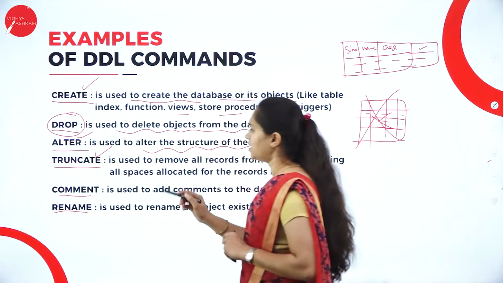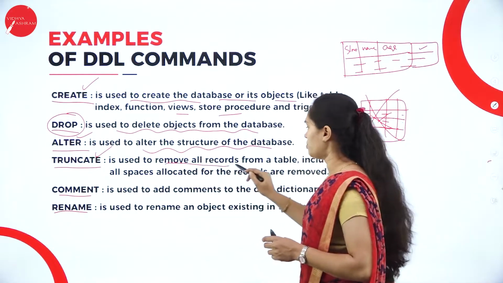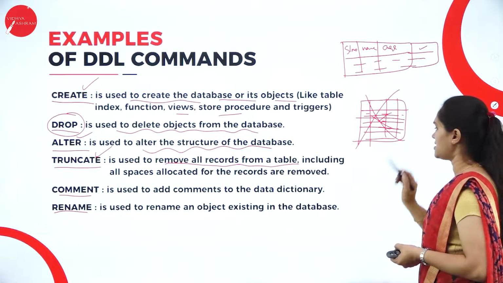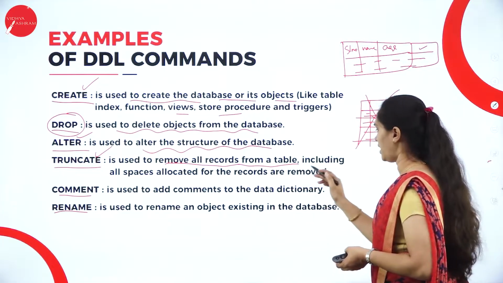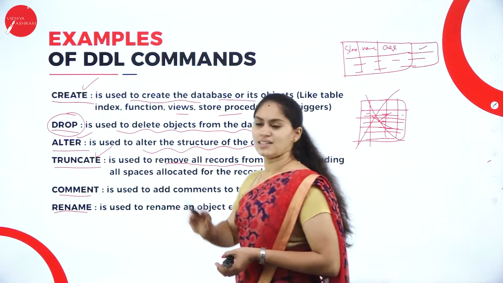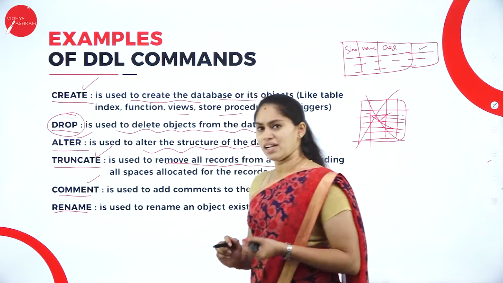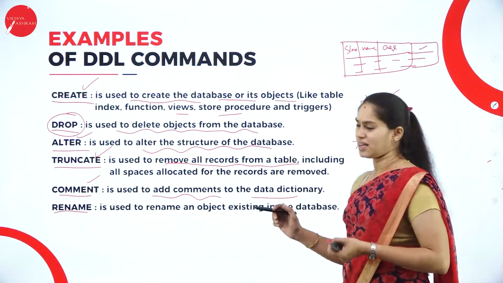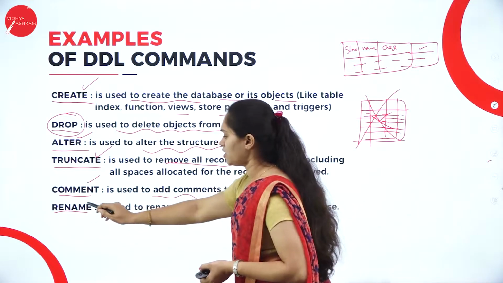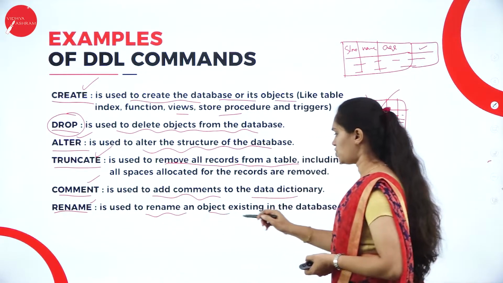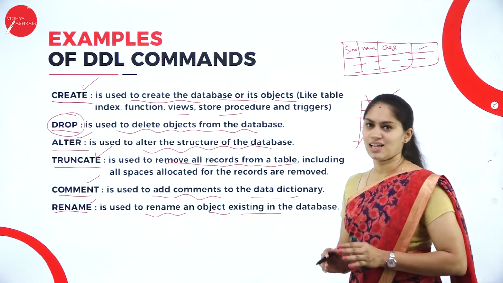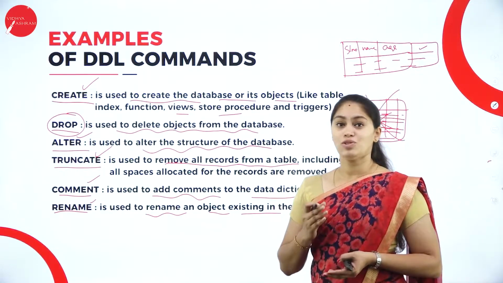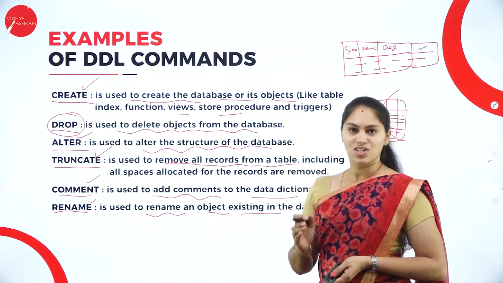And also we have truncate, which is used to remove all the records from a table. As I told, if I wanted to remove all these rows or records from a table, then we are going to use this truncate. Next we have comment. If I wanted to include any comments in the data dictionary, then we will use this command. And also we have rename. Rename is used to rename an object which exists in the database. So this is what you have to understand with respect to DDL or data definition language.